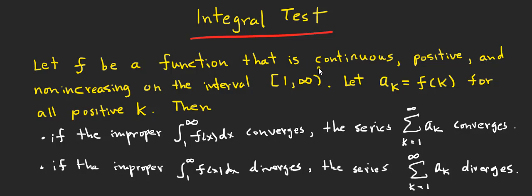First, function f has to be continuous, positive, and non-increasing. And let a of k equal f of k for all positive k. Then, if the improper integral from 1 to infinity of f of x dx converges, then we can conclude the infinite series converges.